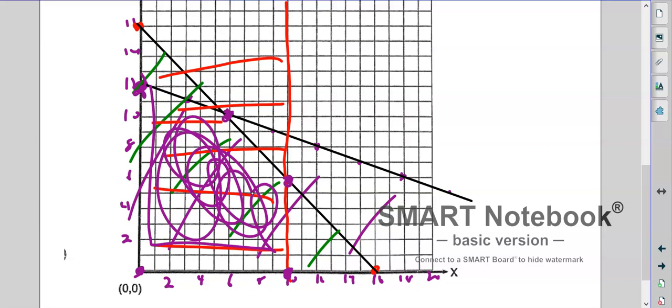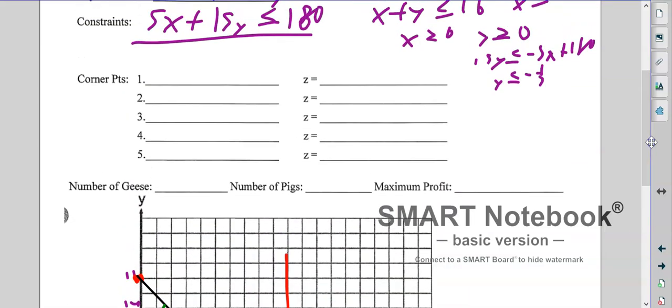All right, so that gives me (0, 0), (10, 0), (10, 6), (6, 10), and (0, 12). So I'm going to write those up here. (0, 0), (6, 10), (10, 6). Again, we have a reversal. (0, 12), and (10, 0).